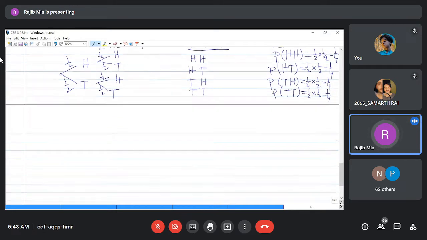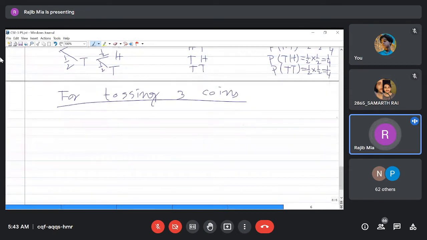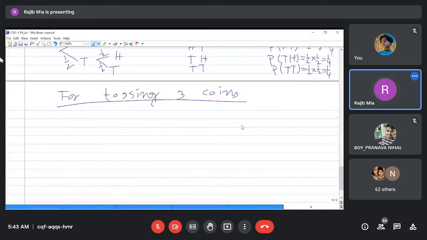Okay, I will draw the tree diagram for tossing three coins. Again, how many outcomes will there be for tossing three coins? 8. Yes, 2 to the power 3, that is 8.